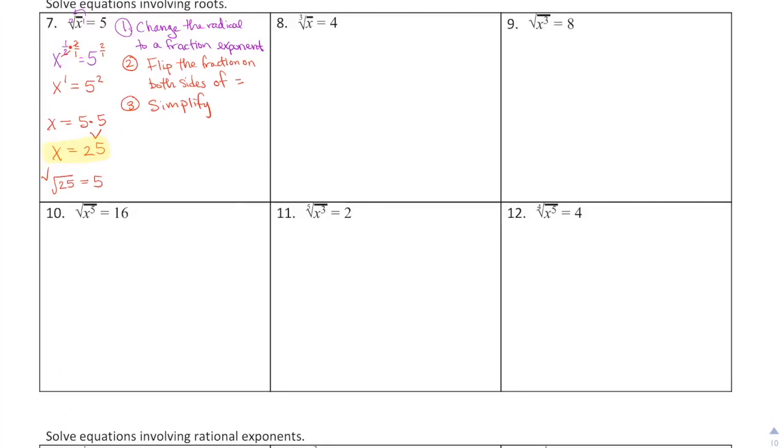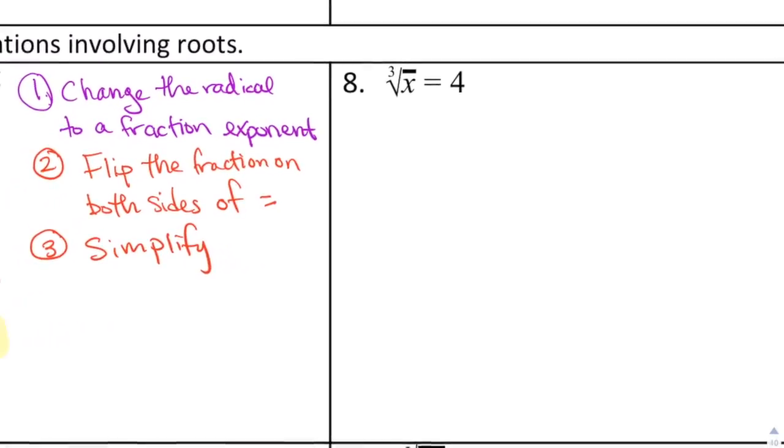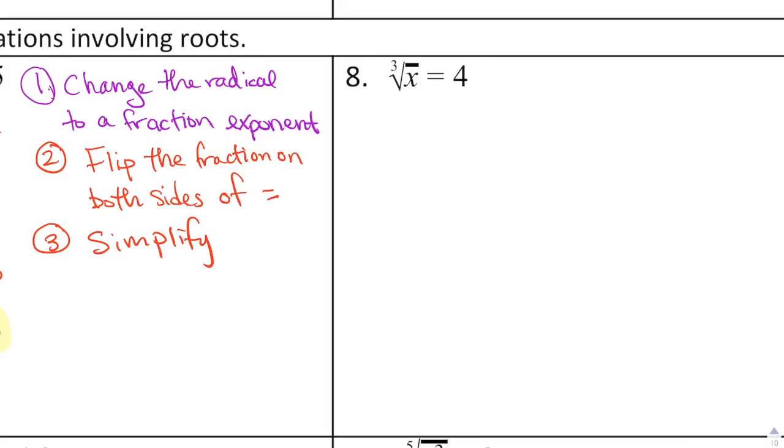So our first step is change the radical to a fraction exponent. Under the radical, I have x to the first, and I'm going to move that above the 3. So I have 1 over 3.